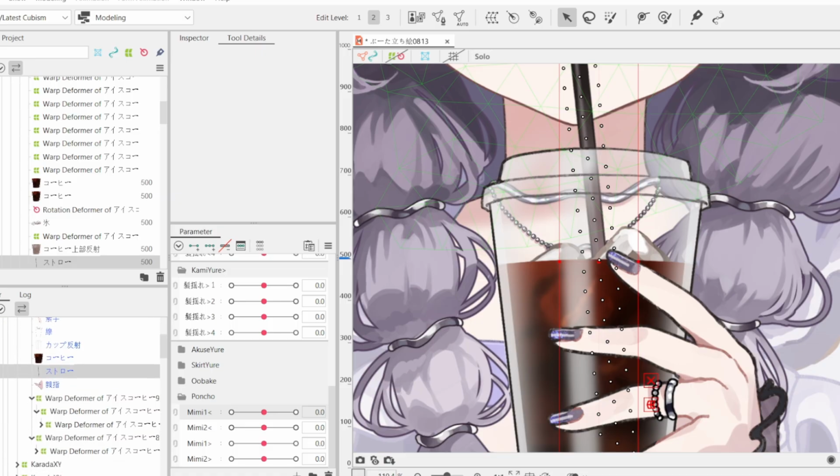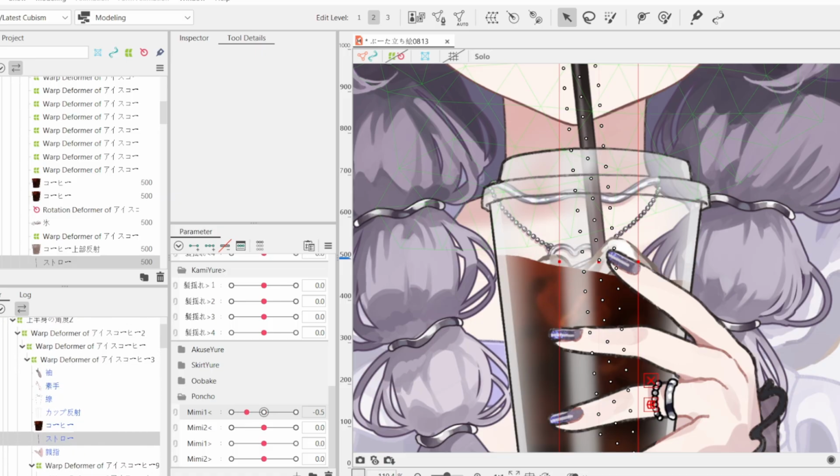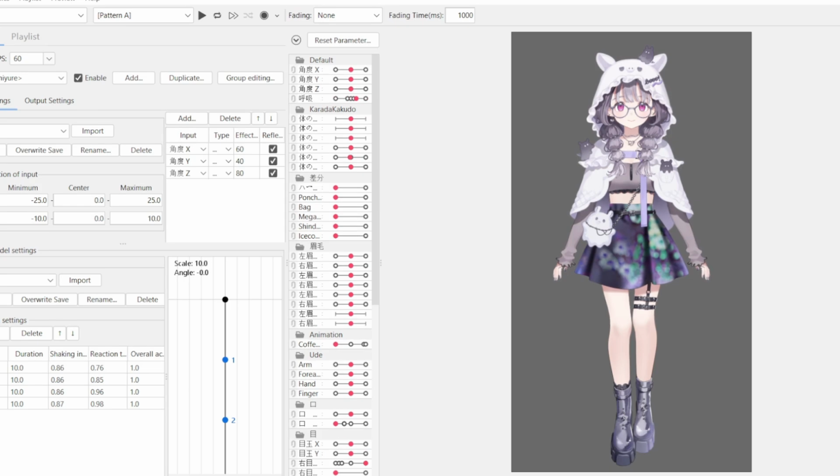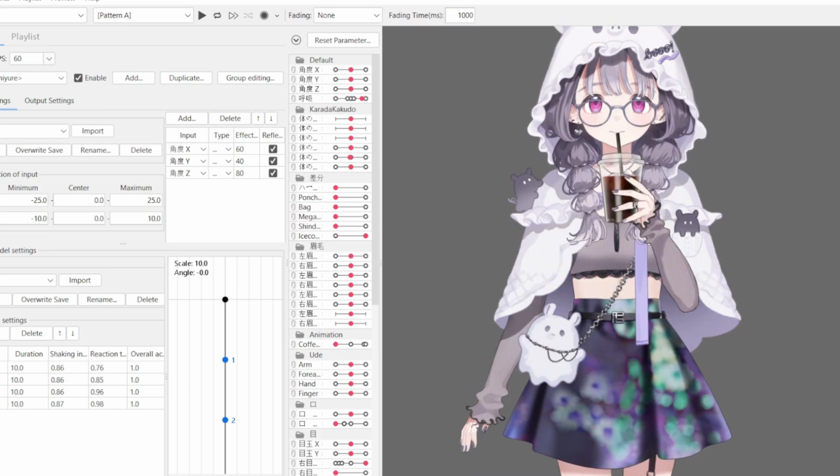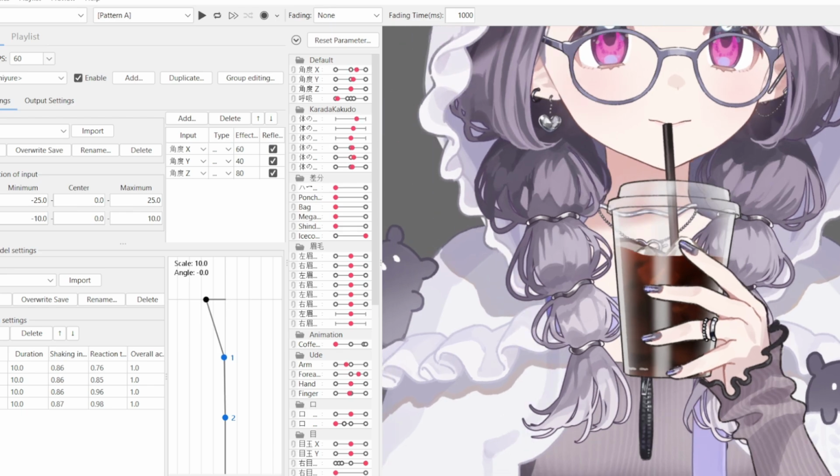So her iced coffee is just 2 parameters actually. We have the left to right sway of the liquid, and then you've got the up and down sway of the liquid. And this is what it looks like in motion.